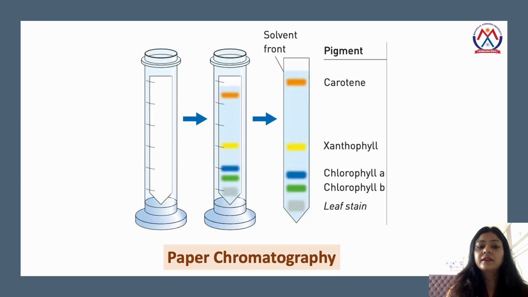This is the diagrammatic representation of paper chromatography. Here the leaf chlorophyll content is separated into its various components, and these components are carotene, xanthophyll, chlorophyll A and chlorophyll B.